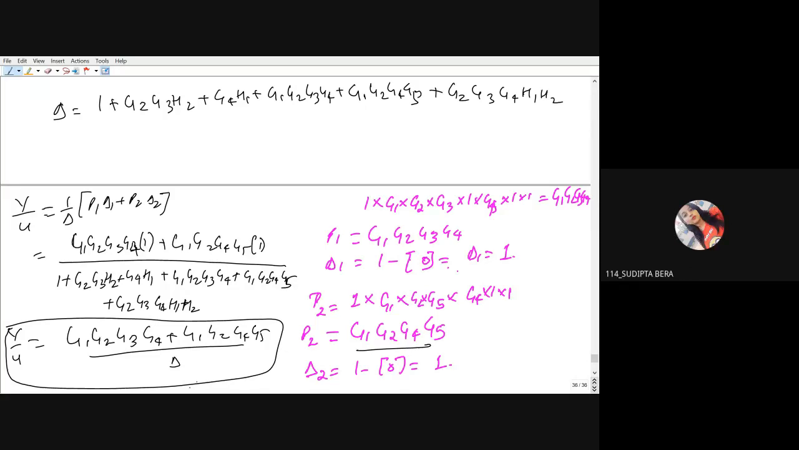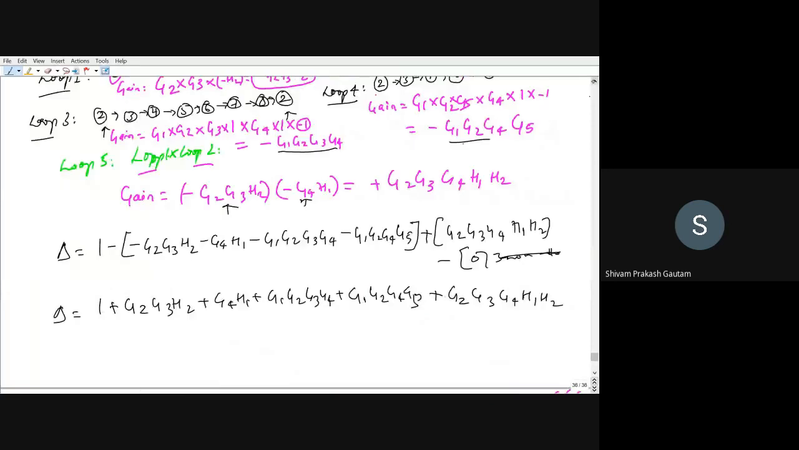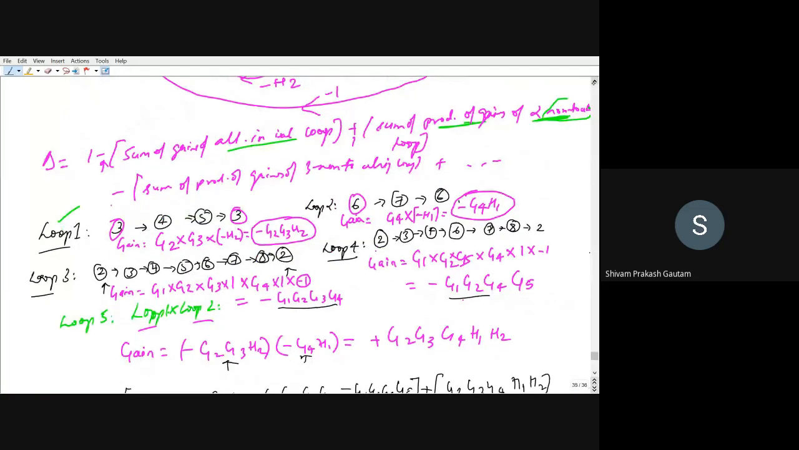Sir, can you scroll up? Yes, sir. One student was having a doubt. Please ask. How much should I scroll up? Sir, there. Sir, what is this loop 5, loop 1 into 2? I couldn't understand this.